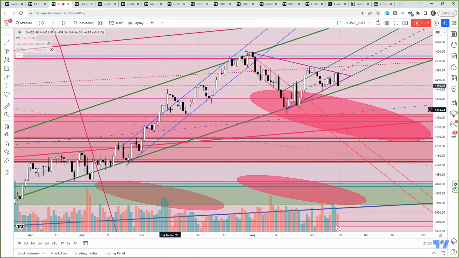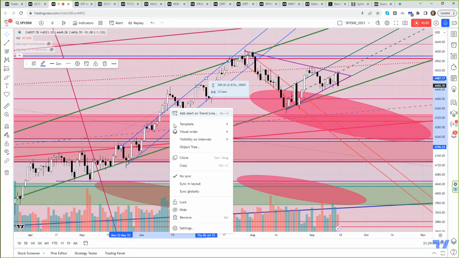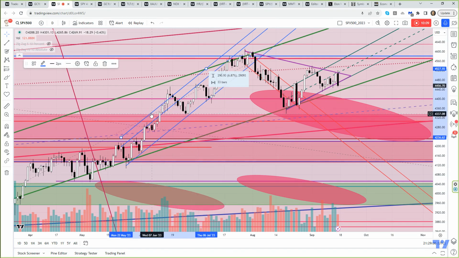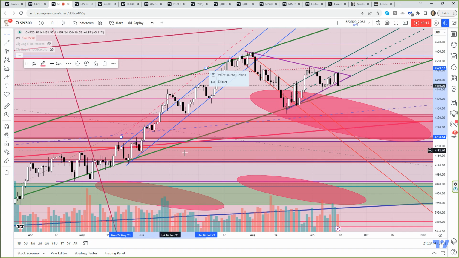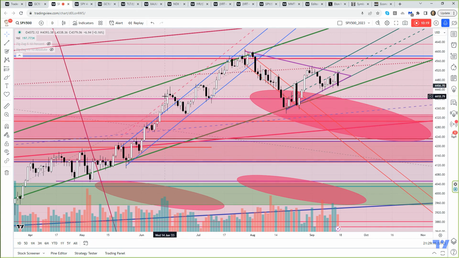Okay, let's try it again. Got it. Thank God. Okay, so now there's our upper range. So highlight that, make it a dashed line. So we have that upper range we got to once.